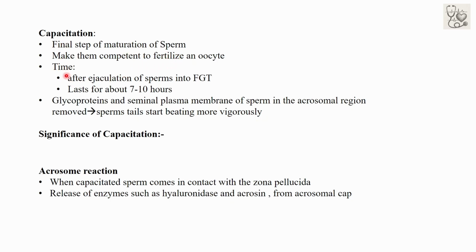What is the time of capacitation? Capacitation occurs after ejaculation of sperm into the female genital tract. It lasts for about 7 to 10 hours. The glycoprotein and seminal plasma proteins on the sperm in the acrosomal region are removed. The sperm tail starts beating more vigorously. How does it start beating more vigorously? Due to the entry of calcium ions through calcium channels.